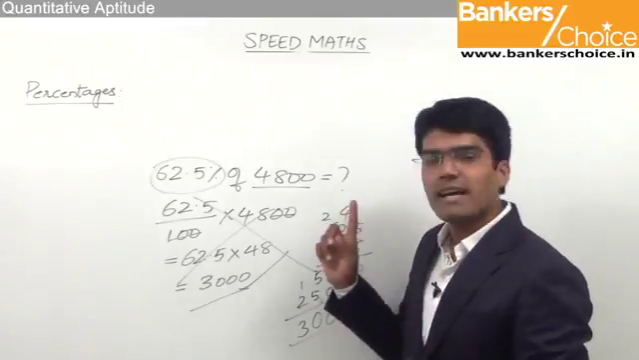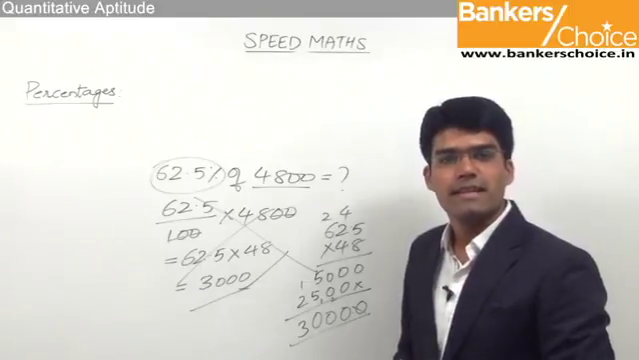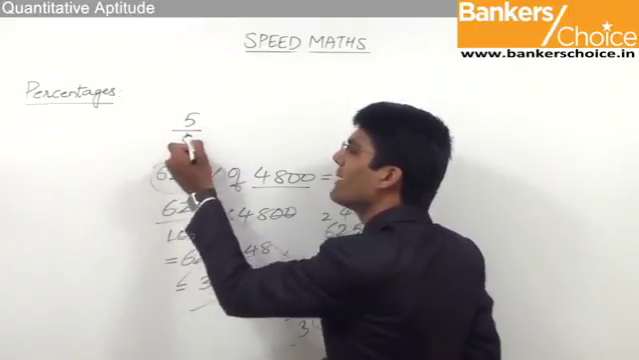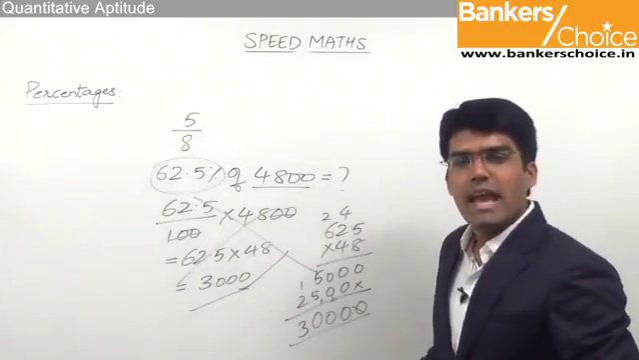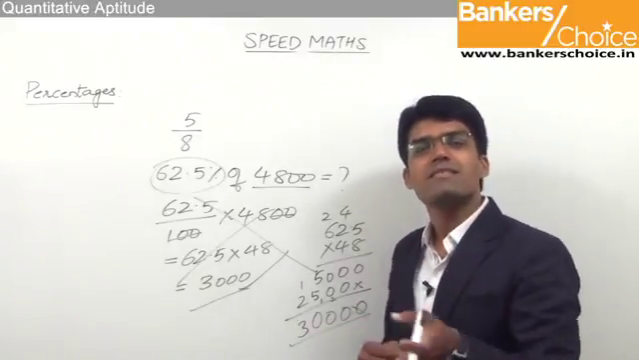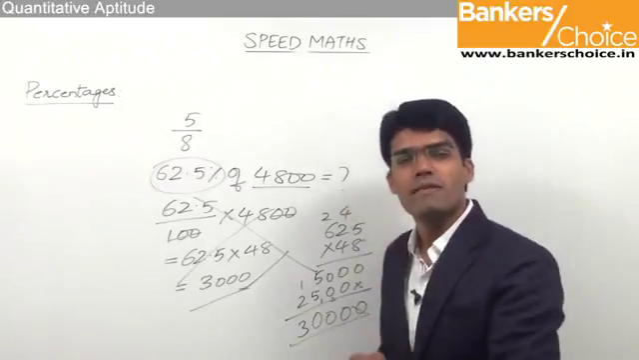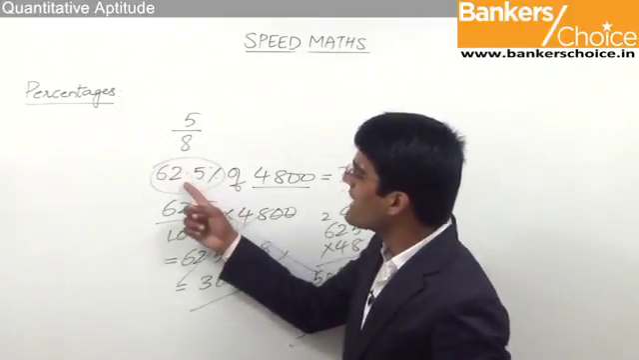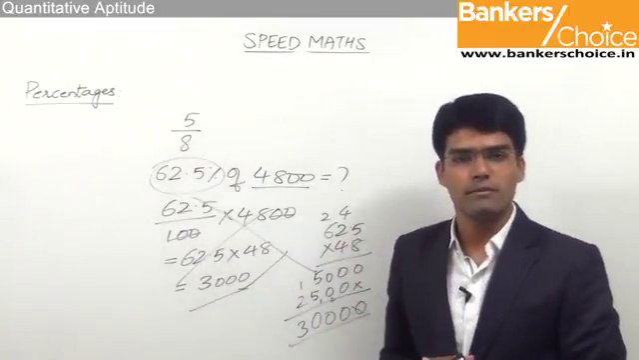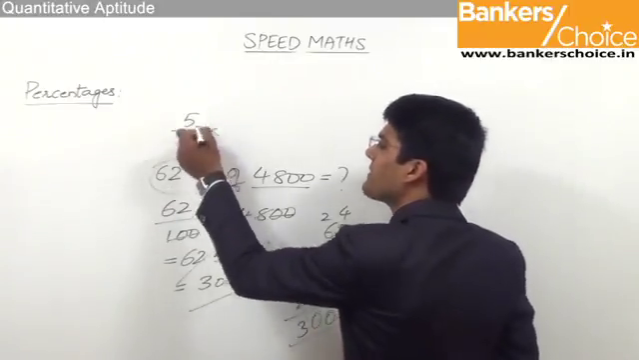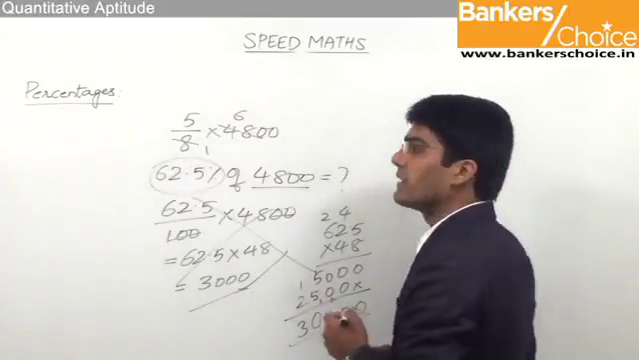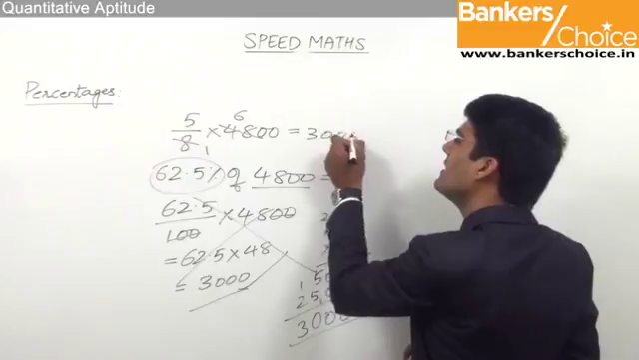So let us see how to get the answer for this question in a smart way. And that can happen only when you understand that 62.5% is equal to 5 by 8. That is, as we know that 50% is 1 by 2, 25% is 1 by 4, 10% is 1 by 10. That means percentages in terms of its equivalent fractions. Likewise, if you know that 62.5% is equal to 5 by 8, getting the answer would become really very simple. For example, here the calculation can be done as 5 by 8 into 4,800. So 8 into 1 and 8 into 6 is 48 and 5 into 6 is 30. So the answer here will be 3,000.